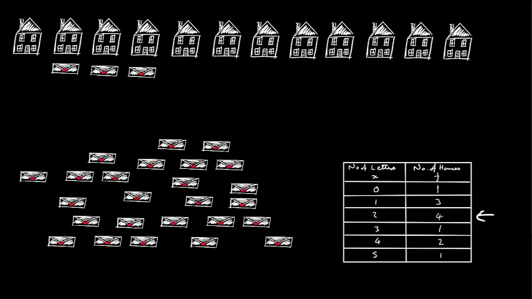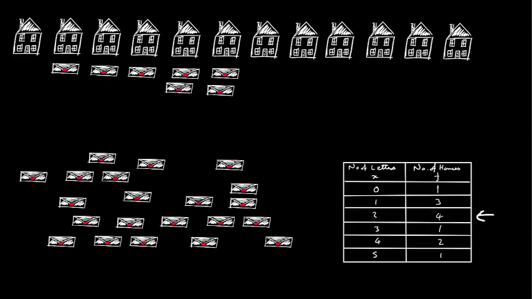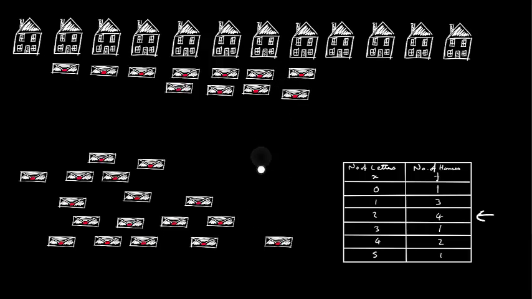Next row. My third row in the table says that four houses will receive two letters. So that house receives two letters. This house receives two letters. This next house will also receive two letters. The next house will also receive two letters. And the following house will also receive two letters as well. So that makes my four houses that receive two letters.